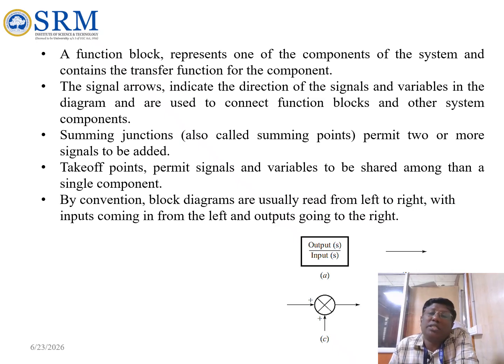Summing junctions, also called summing points, permit two or more signals to be added, and takeoff points permit the signal variable to be shared among the system components. By conventional block diagram, we usually read left to right, with inputs coming in from the left. So normally we put the input unit on the left-hand side and the output unit on the right-hand side. That is the conventional way it is followed.